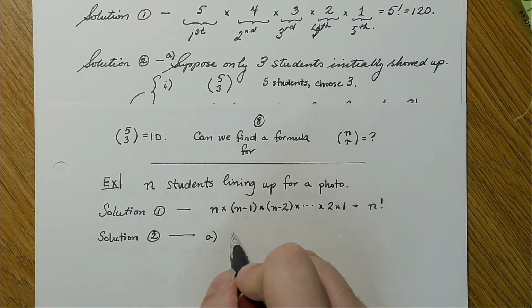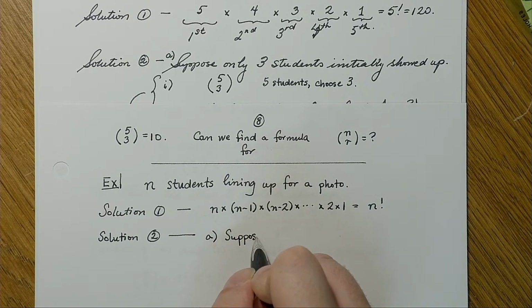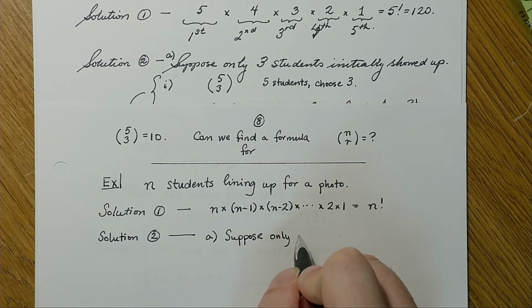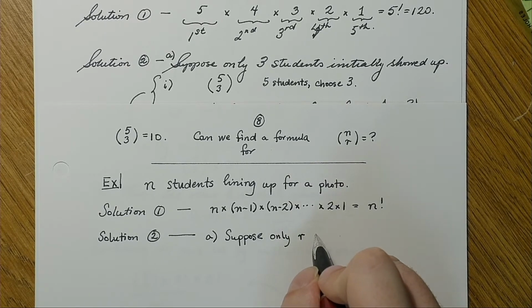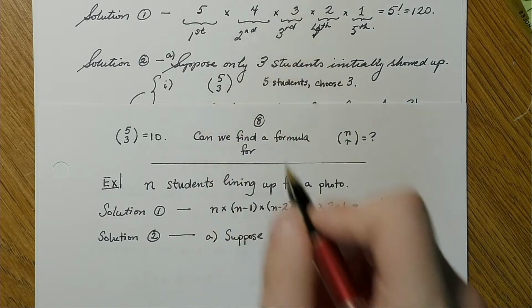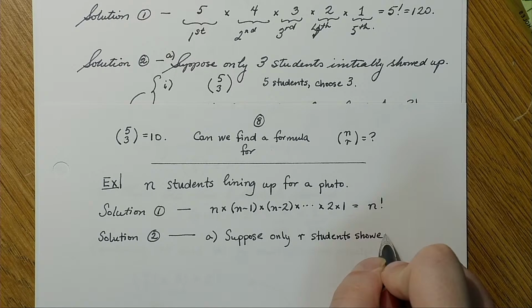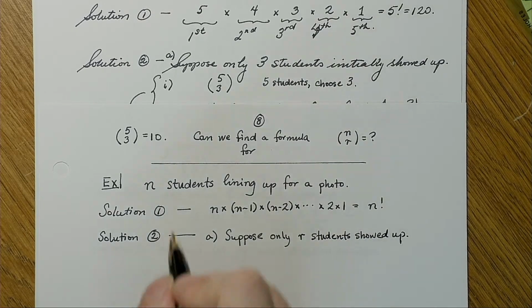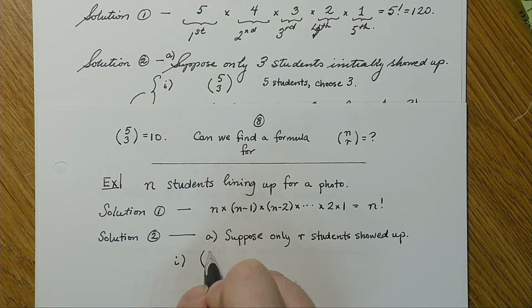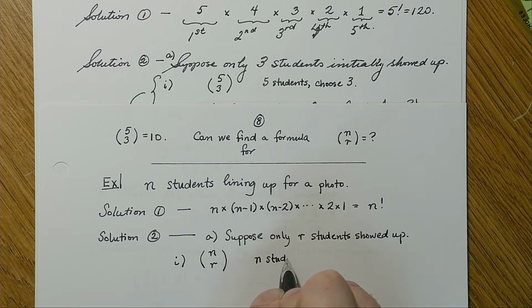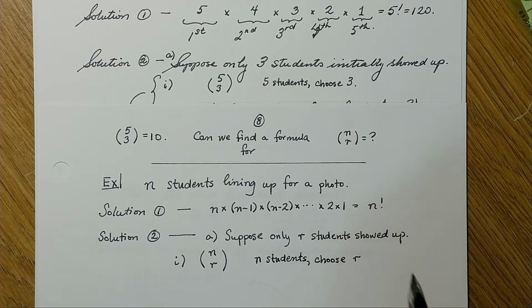Okay, so here's solution 2. Let's say, suppose only r students initially showed up. So instead of 3, we're going to call that r. Okay, so that means not 5 choose 3, but we're going to have n students and r show up initially. So there's n students, and we choose our mini group. Okay, so that's okay.